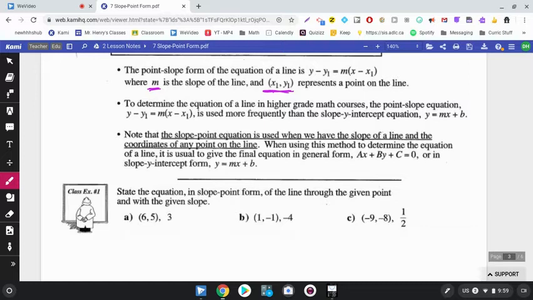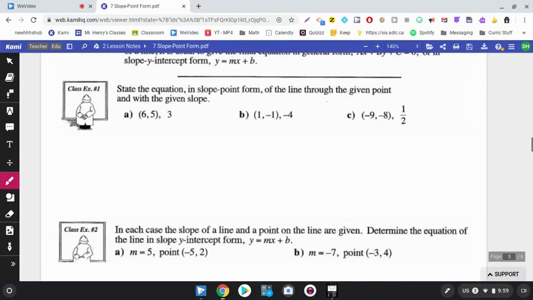So really all that's saying is make sure you read the question. It might say convert it to general. It might say convert it to y equals mx plus b. If I just ask for the equation of the line, leave it in slope point form. That's totally fine. That is a totally valid equation. It's when I ask you to convert it after, that's when you need to do a bit more work.